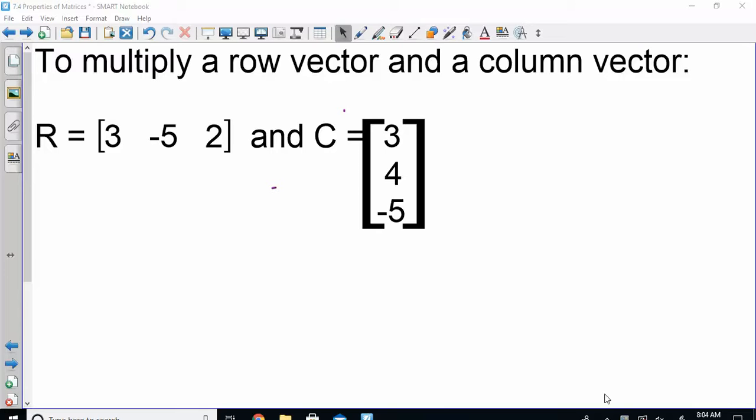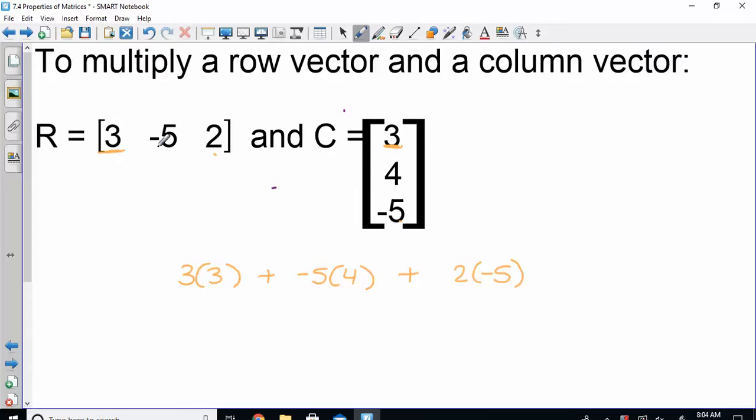Unlike with addition and subtraction, we don't just multiply corresponding pieces together. When you multiply, you have to take a row times a column. Then we multiply the corresponding pieces. So we do the 3 times 3, the negative 5 times 4, and the 2 times negative 5, and we will add all of those together to get a single number.